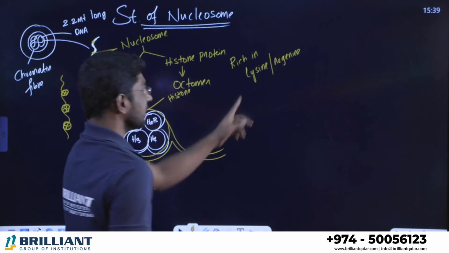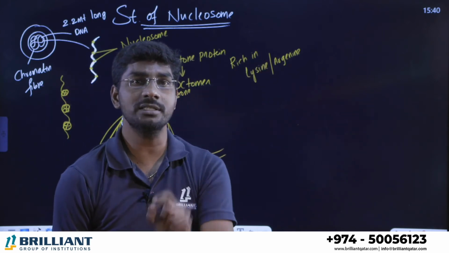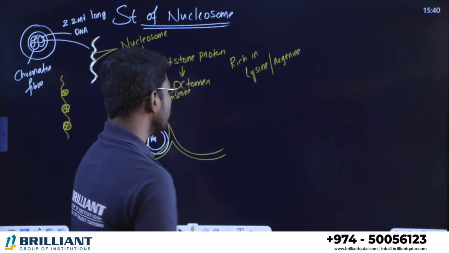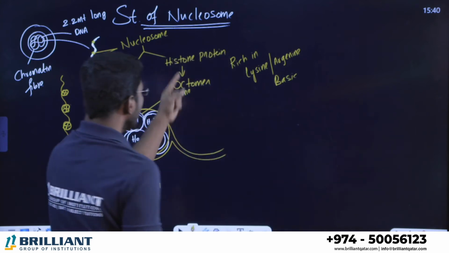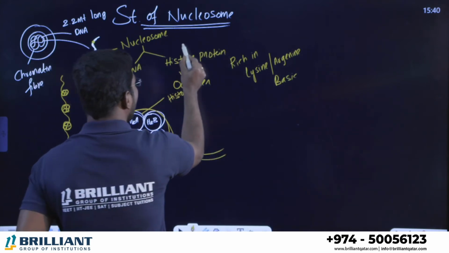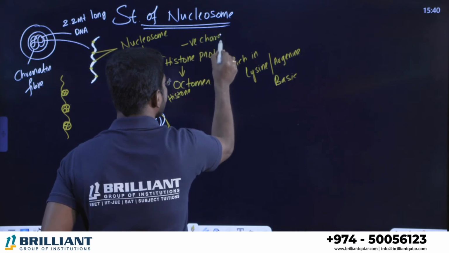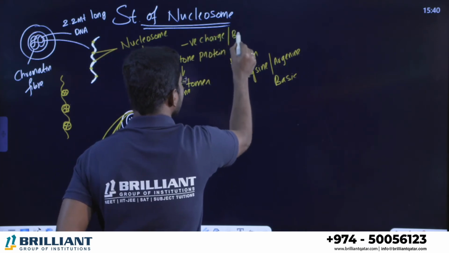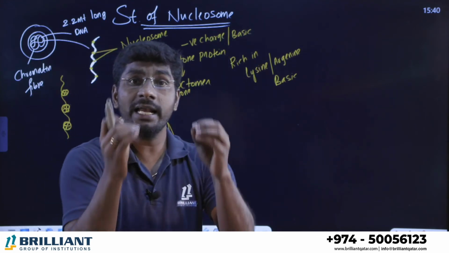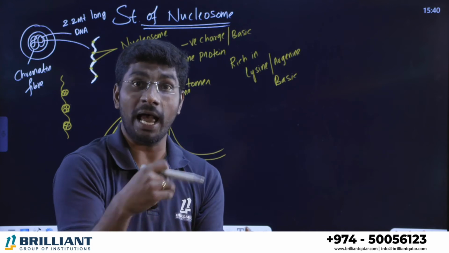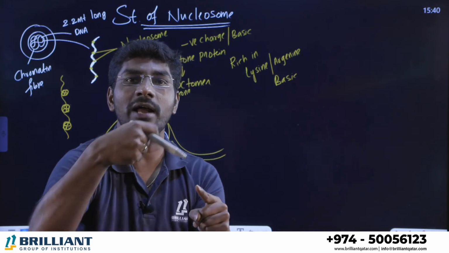These two amino acids we have already seen in the biomolecule chapter in 11th grade. These two amino acids are basic amino acids. Yes or no? So these two are basic amino acids. That means I can tell you histone proteins are positively charged. Okay, what is the charge? Positively charged and basic in nature. Am I clear? Now, basic and positively charged histone protein, around negatively charged acidic DNA will be wrapped.